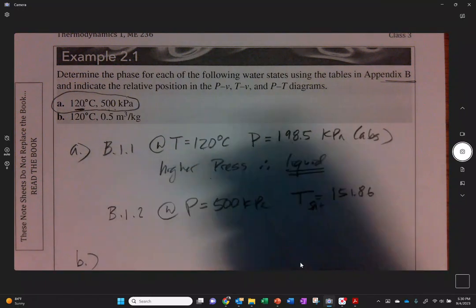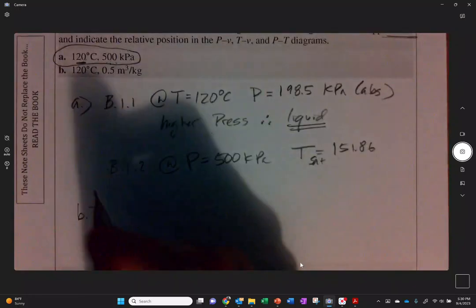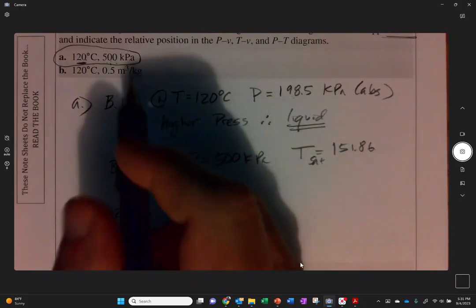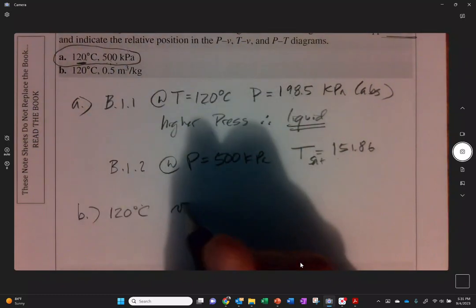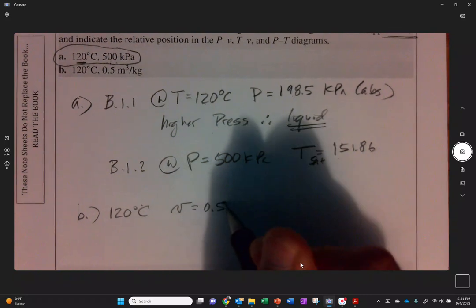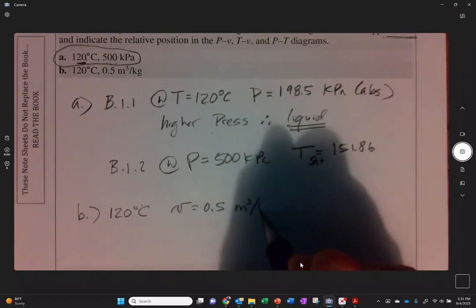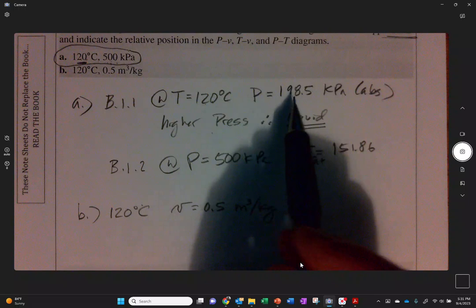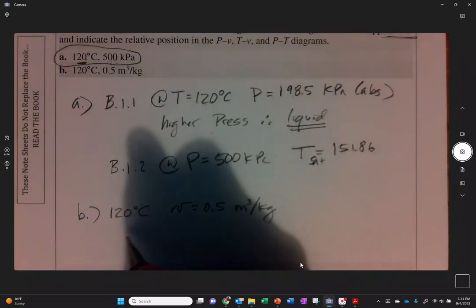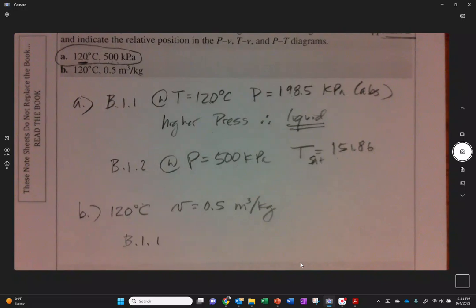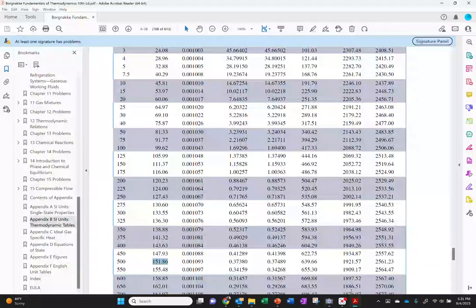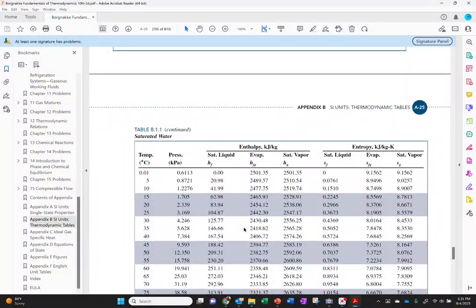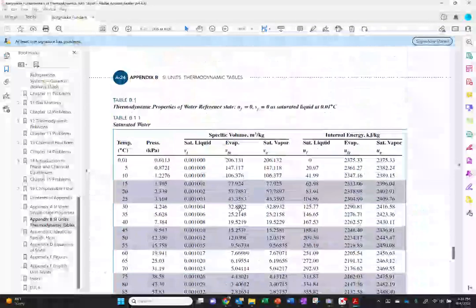But let's take a look at B right here. Right now we have 120 degrees C. I wanted to write Fahrenheit for some reason. And we have a V of 0.5 cubic meters per kilogram. Right. So first off, we don't know yet. Let's go to B.1.1 and see what the specific volume is going to be. And this is why I want people to bring their books.